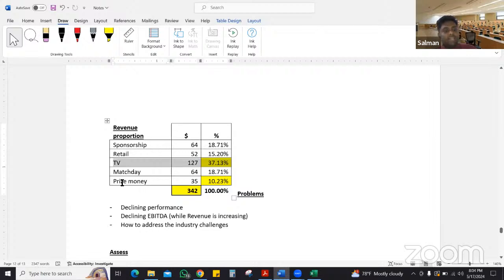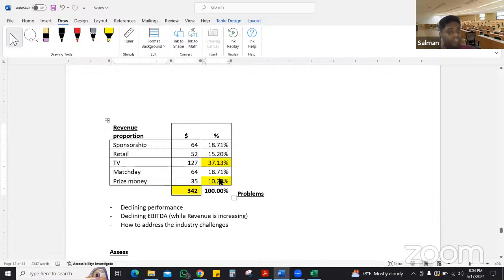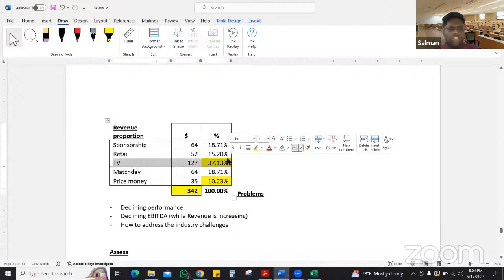The lowest income comes from prize money. Makes sense. We are ranked 8th, 10%. So keep in mind, when we win more competitions, our prize money will increase, and the income from TV would also increase.